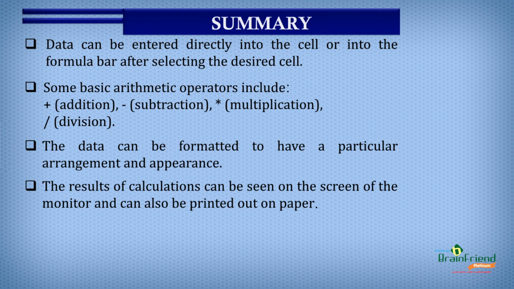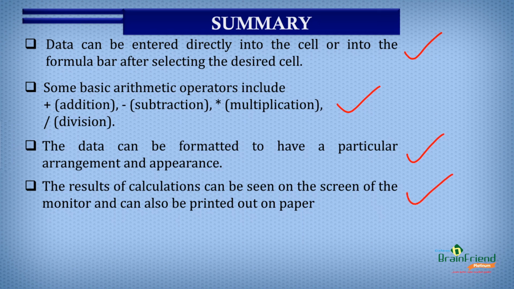Going on, we learned that data can be entered directly into the cell or into the formula bar after selecting the desired cell. Next, we learned that some basic arithmetic operators include, and this is specific to Microsoft Excel, the plus sign for addition, the hyphen for subtraction, asterisk for multiplication, and the forward slash for division. Going on, we learned that the data can be formatted to have a particular arrangement and appearance. And finally, we learned that the results of calculations can be seen on the screen of the monitor and can also be printed out on paper.